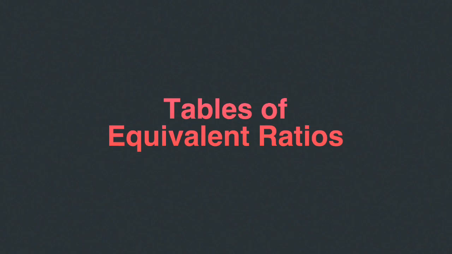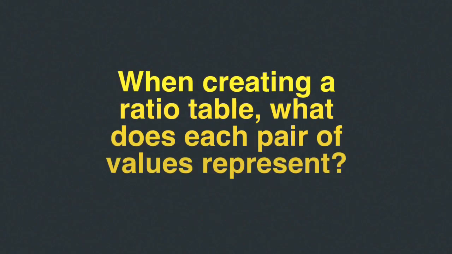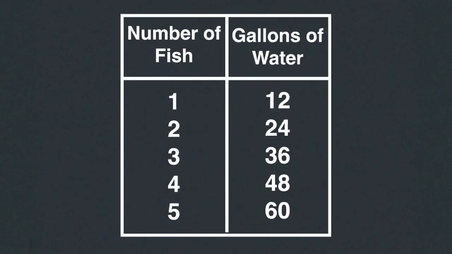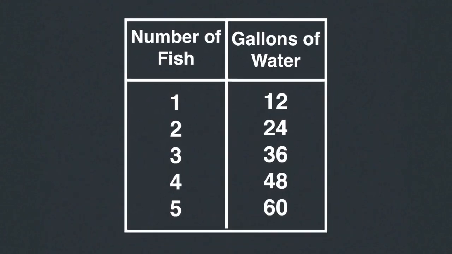Okay, so what have we learned about using tables with equivalent ratios? Well, let me ask a question. When creating a ratio table, what does each pair of values represent? Here's a ratio table. What does each pair of ratios or values represent?